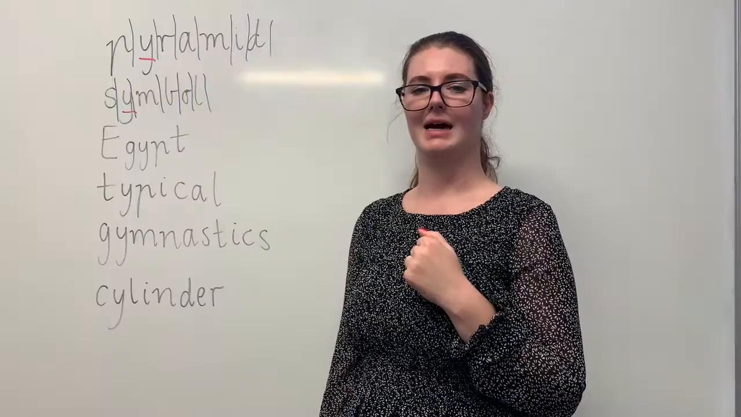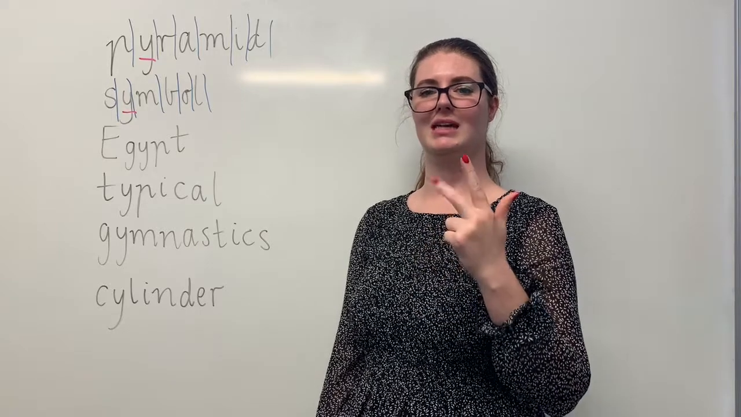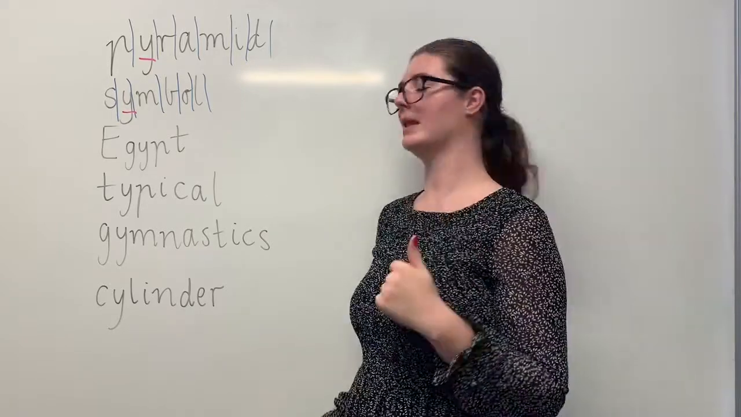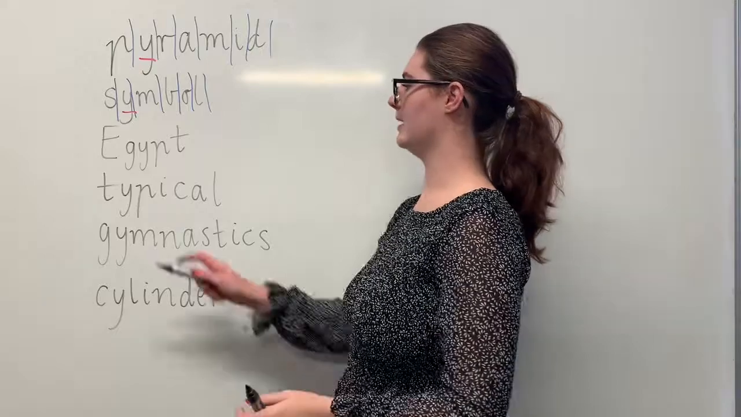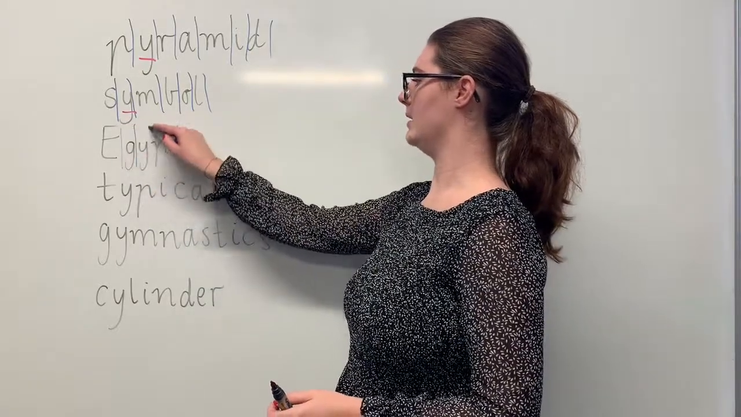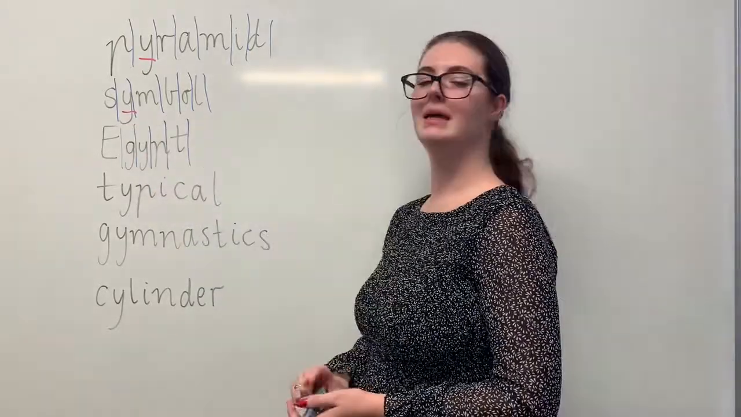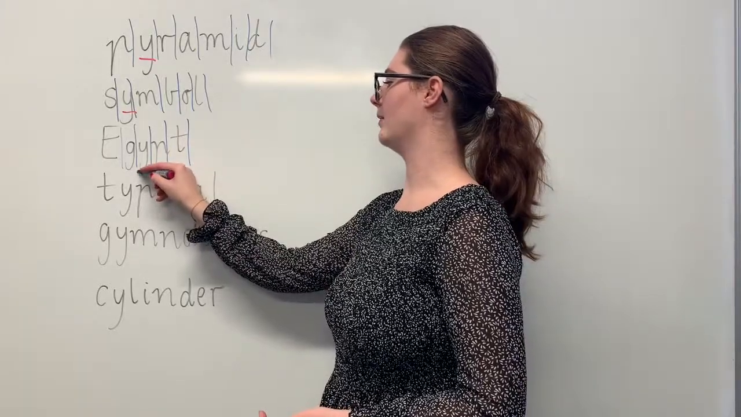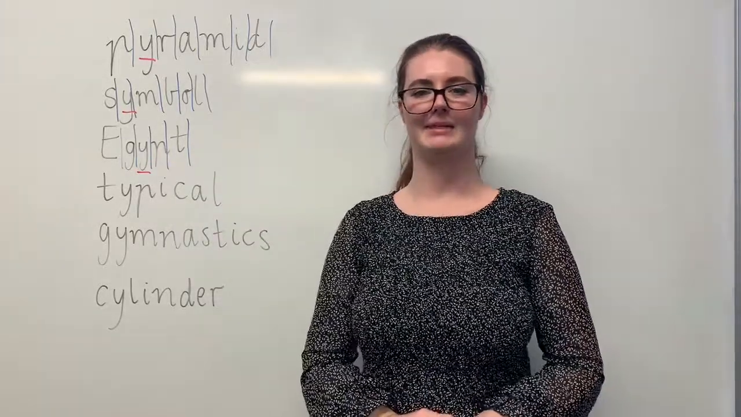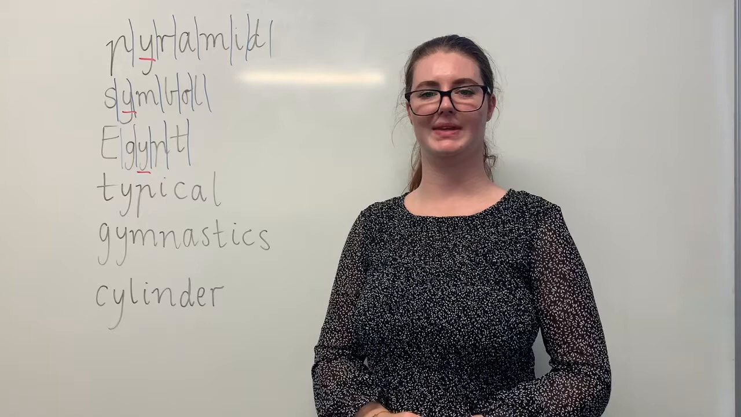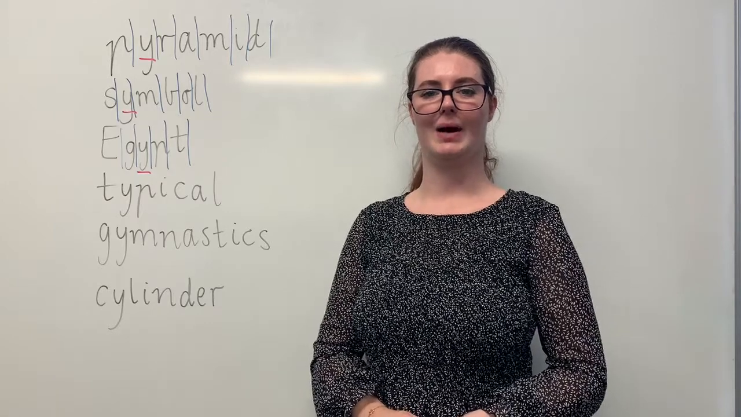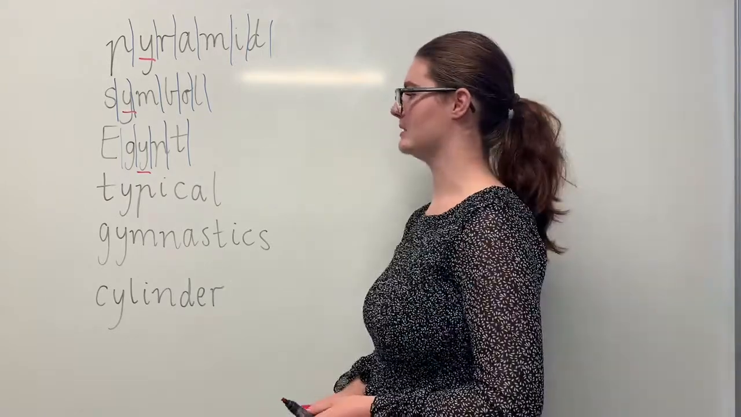The sounds in Egypt are E, G, I, P, T. The letters in Egypt are E-G-Y-P-T. The part we need to remember is the Y graph making the I sound. Can you teach it to me? Egypt. E-G-Y-P-T. Our next word is typical.